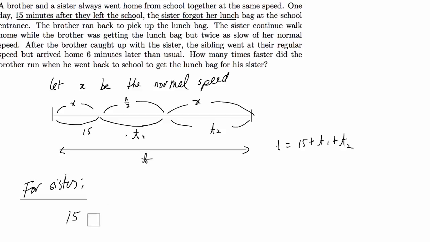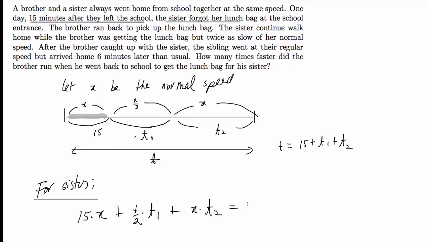Sorry, 15 minutes at the speed of x. That's describing this first part. The second part here will be x over 2 times t1. And this last part will be back to speed of x, and time is t2. So this equals what she would cover if she walked normally, which is speed times time, x times t, but she takes 6 minutes more, so plus 6.